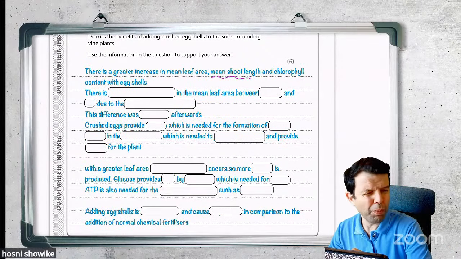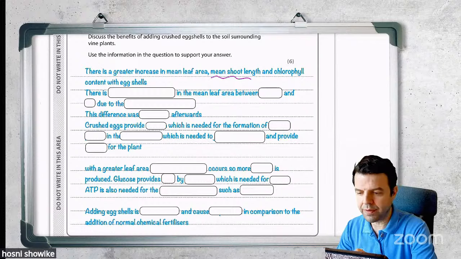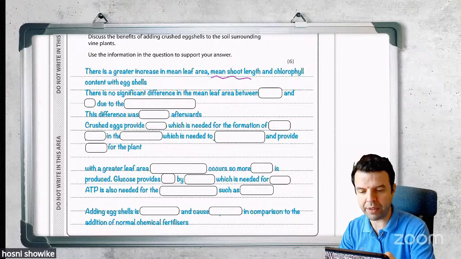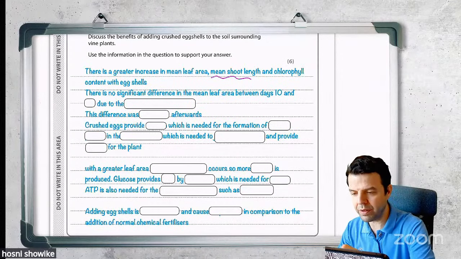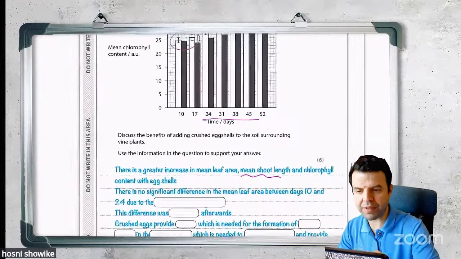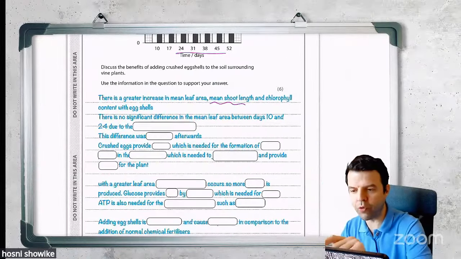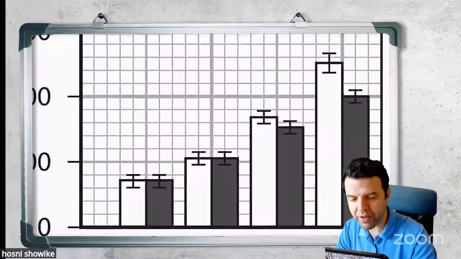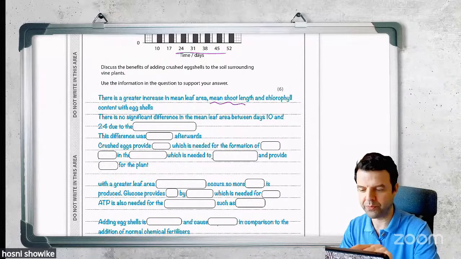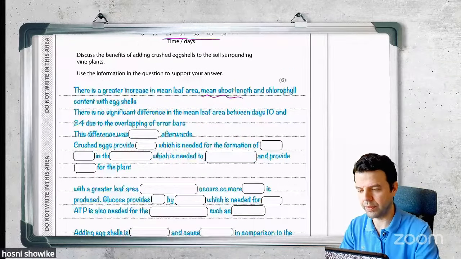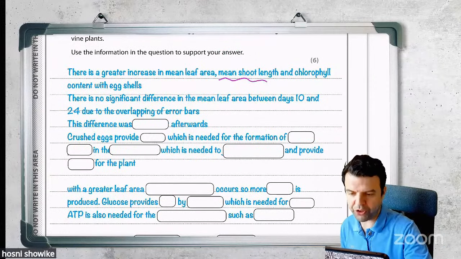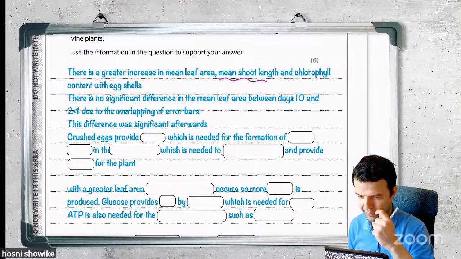Now, let's talk more about the first graph. I say there is no significant difference in the area between 10 days and 24. Why? Remember what we just said here? We said there was an overlap. See the overlap? There's an overlap of these error bars. The difference was more significant afterwards.